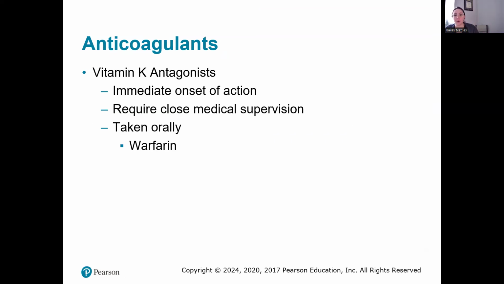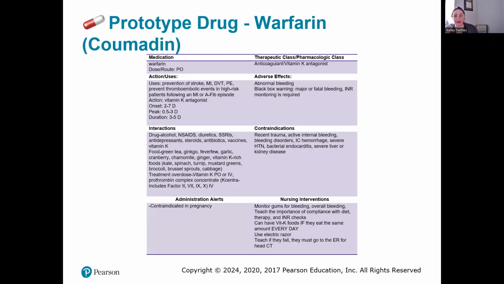All right, so anticoagulants, vitamin K antagonists. They have a delayed onset of action, but they require close medical supervision. Okay, so that's warfarin. Warfarin is a vitamin K antagonist. We use it for prevention of stroke, heart attack, DVT, PE, to prevent high-risk thrombotic events, and for patients following an MI and AFib episode. Okay, so if you're going to have a clot, warfarin. My grandmother took this for years, hated it. We'll get to why she hated it, okay?